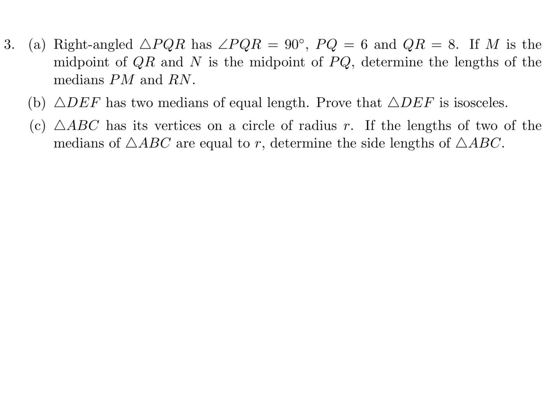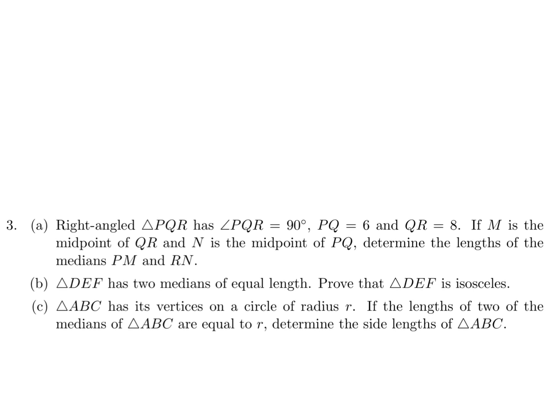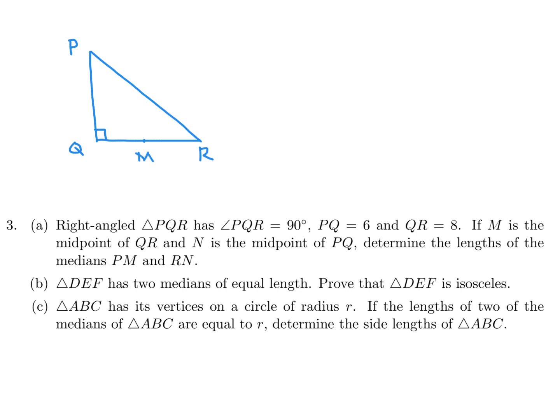Right-angled triangle PQR has angle PQR 90, PQ is 6, QR is 8. If M is the midpoint of QR and N is the midpoint of PQ, determine the lengths of the medians PM and RN. Well, let's draw it. It's a right-angled triangle, so it should be pretty straightforward. There we go. So we label this P, Q, and R. And then we've got some midpoints, so we'll call this M, and we call this one N. And let's connect the dots here. And there we go. Okay, not very straight lines, but that's okay.